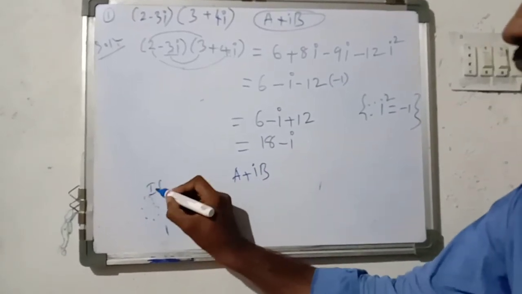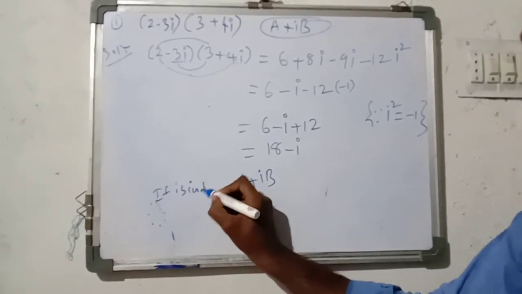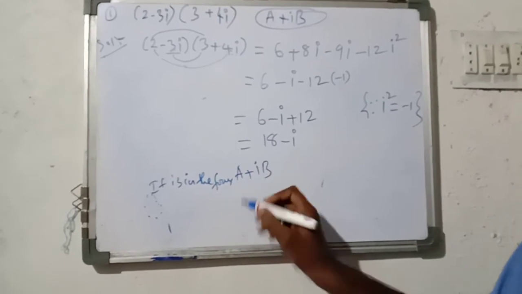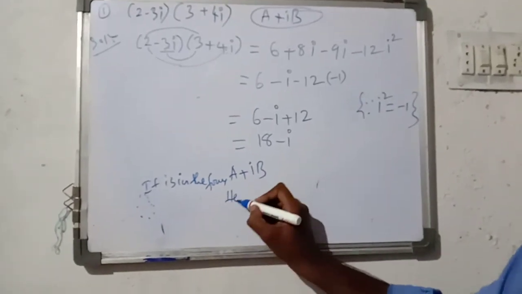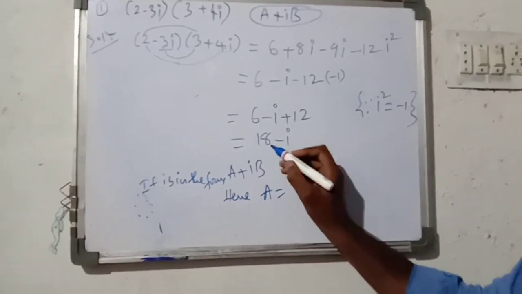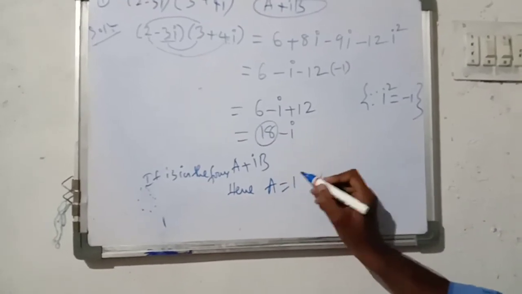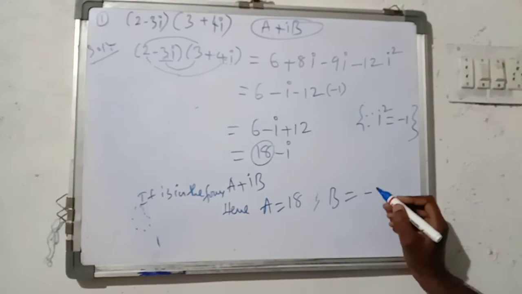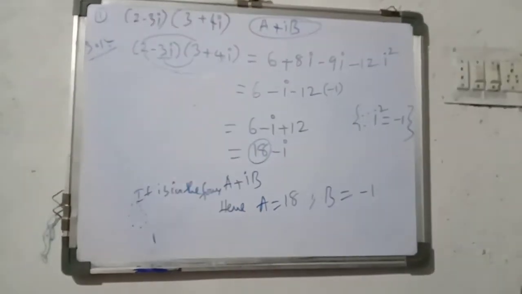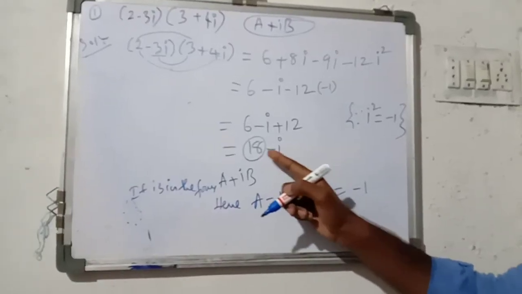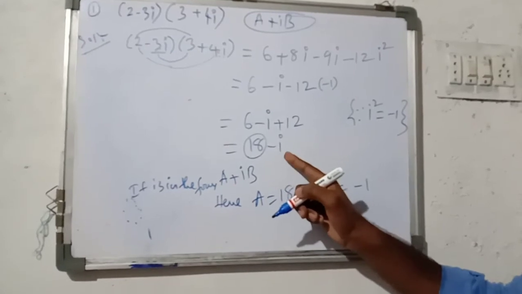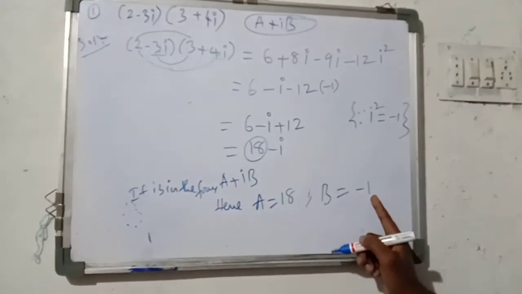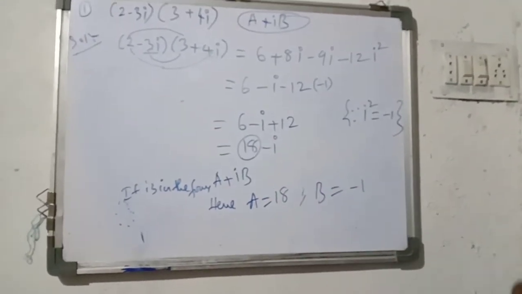It is in the form a plus ib, and here a equals to 18 and b equals to minus 1. 18 minus i, that means 18 minus 1 i. So b value is minus 1, a value is 18. Okay.